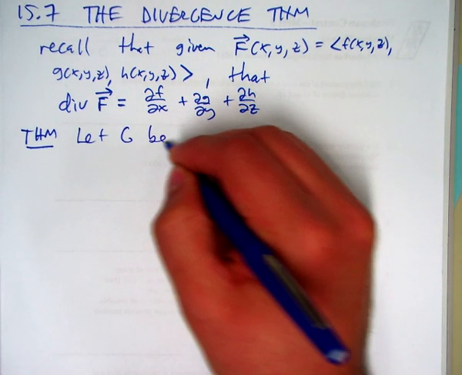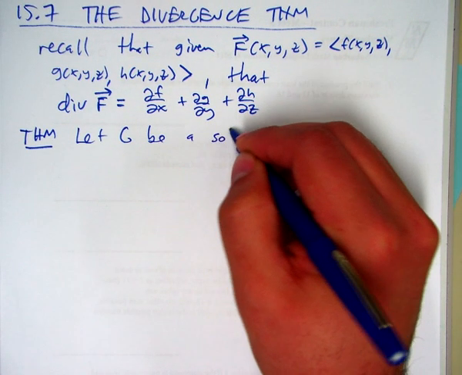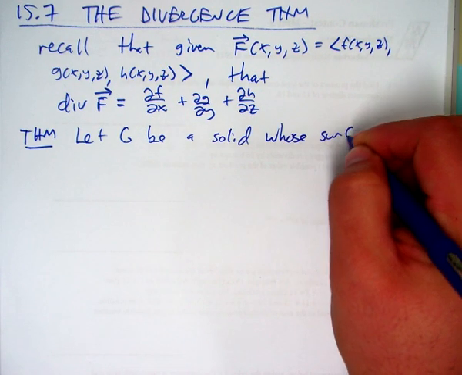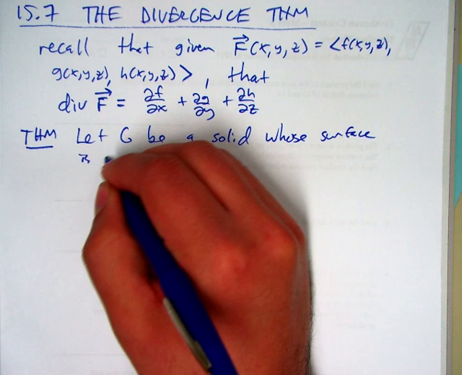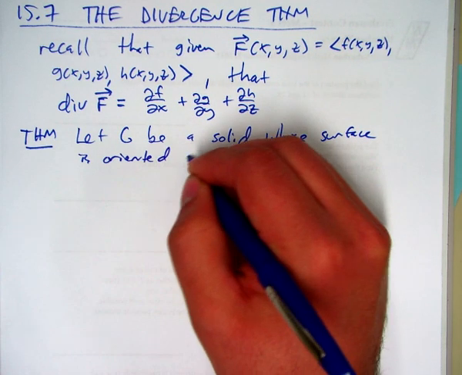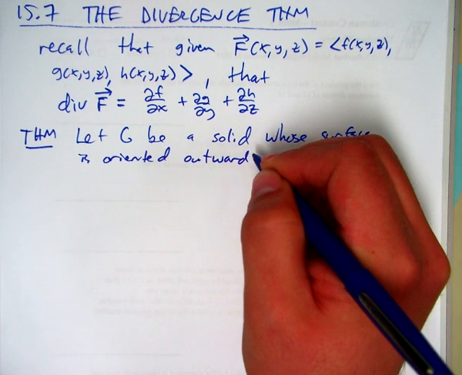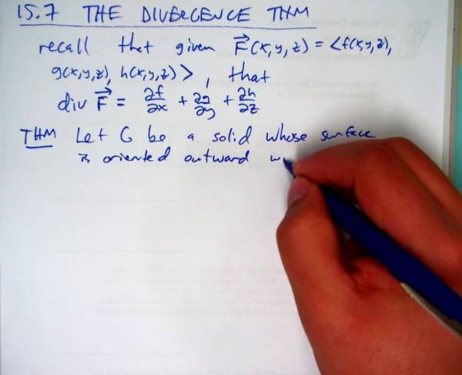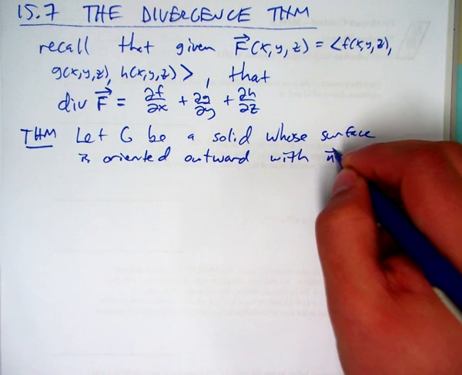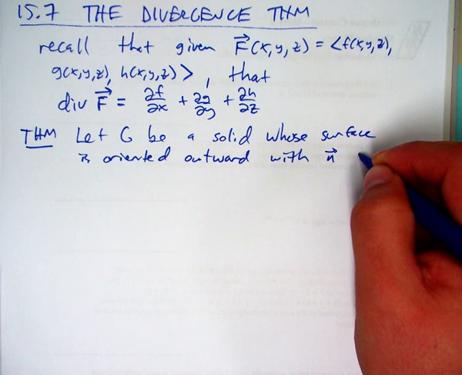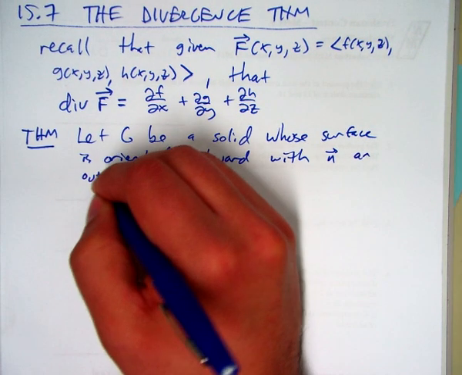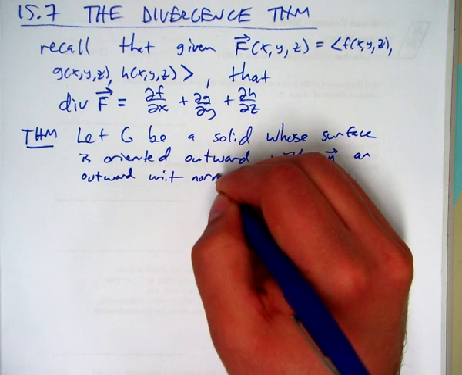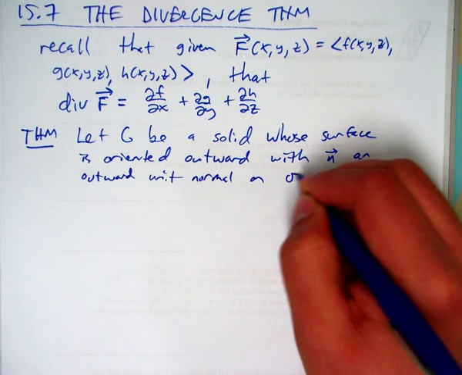Let G be a solid whose surface is oriented outward, with n being an outward unit normal on the surface.